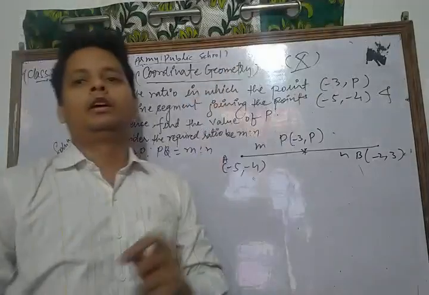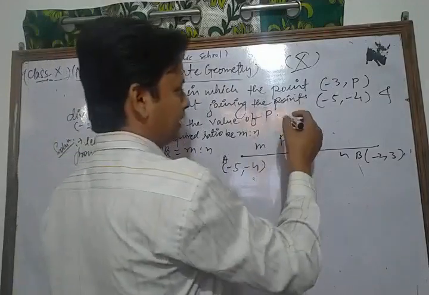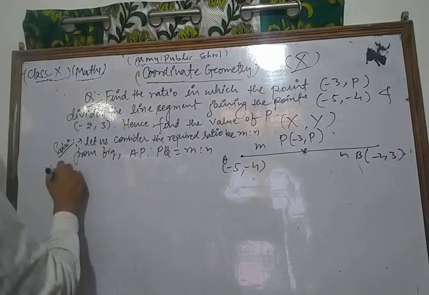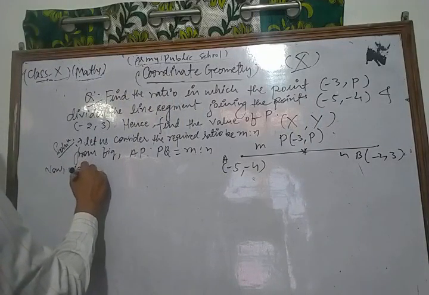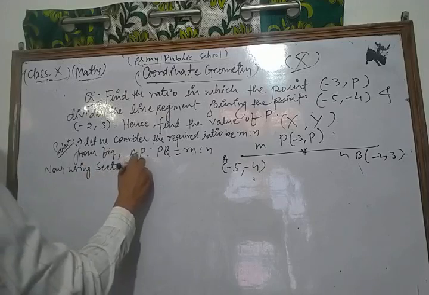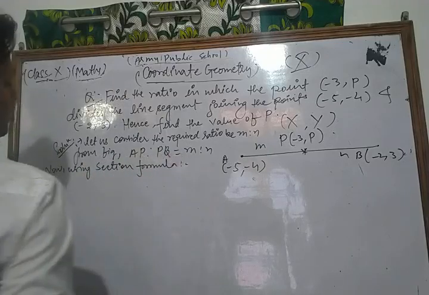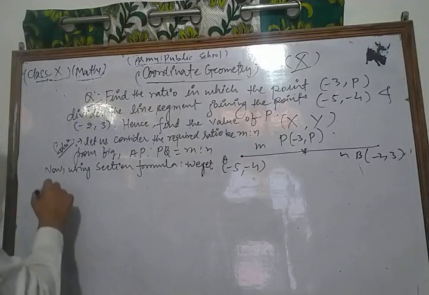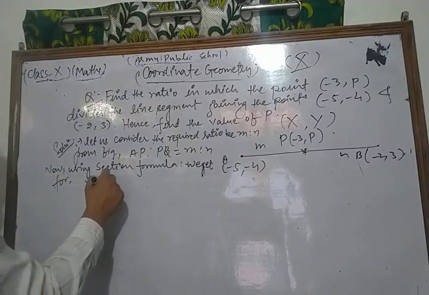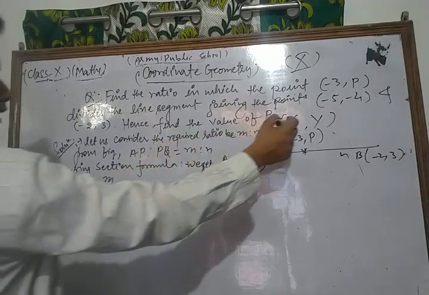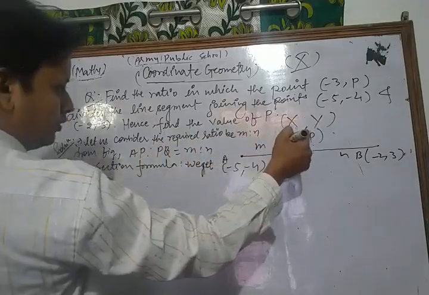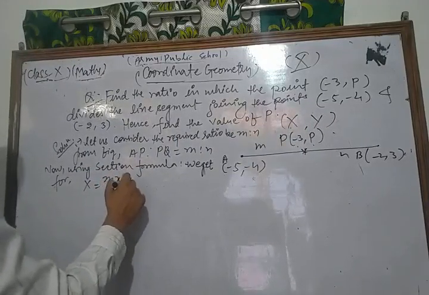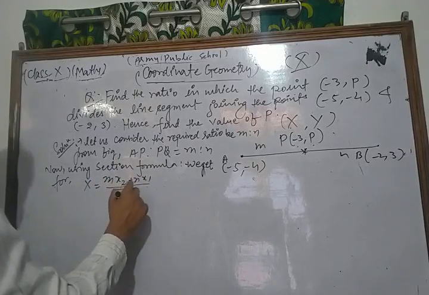Now we apply the section formula. This is the value of capital X, and this is capital Y. Using the section formula we get, because capital X is given, which is known, but capital Y is unknown, so for finding the required ratio we take capital X: (m x2 plus n x1) upon (m plus n).